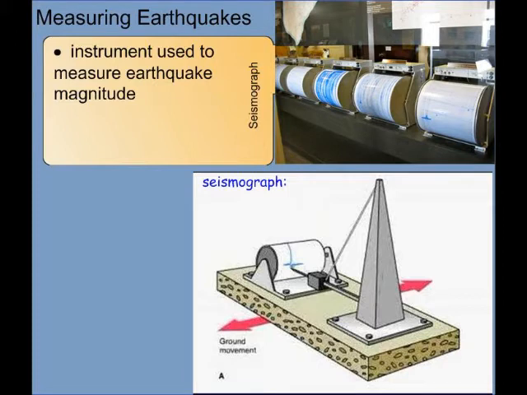Earthquakes are measured on an instrument called a seismograph. The basic way this works is that you have a pencil that's suspended and a piece of paper that is constantly moving, and then if the Earth were to shake, the paper actually moves underneath the pencil, and you can measure how much the Earth was shaking.